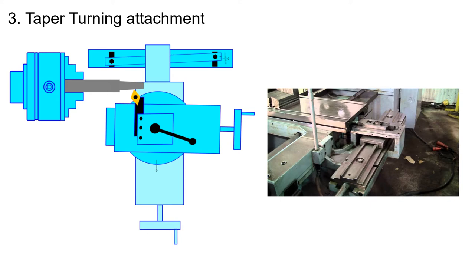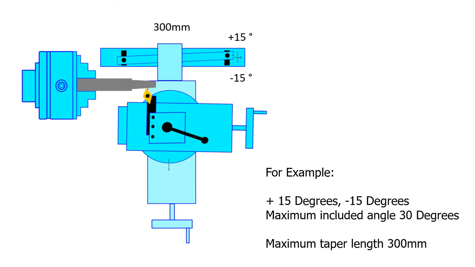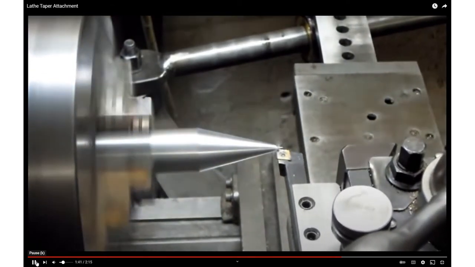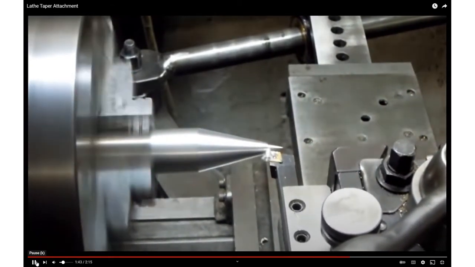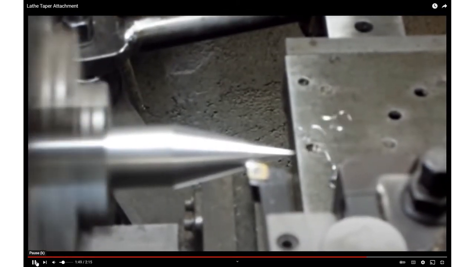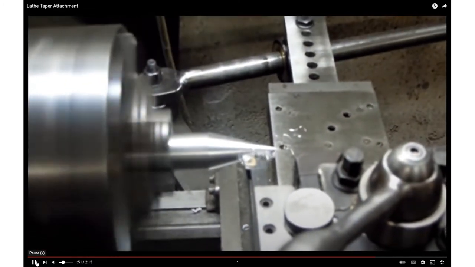Method 3, creating a taper using a taper turning attachment. Taper turning attachments have a limited stroke and limited angle capability, but can be used for creating internal and external tapers. Workpieces can be held by chucking and between centers. In this video, we can see that the cross slide is connected to the taper turning attachment using a follower, and we can see the taper being created on the end of the workpiece.